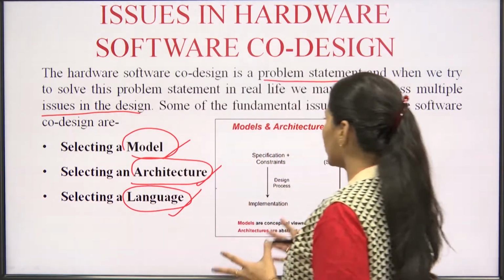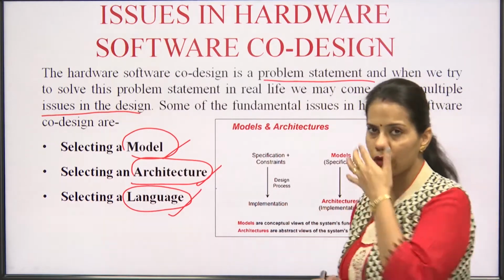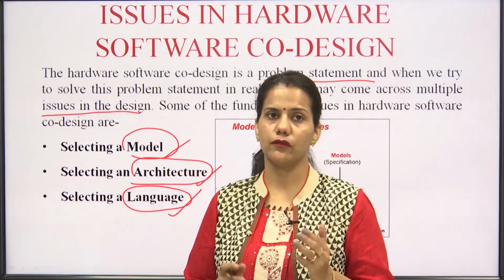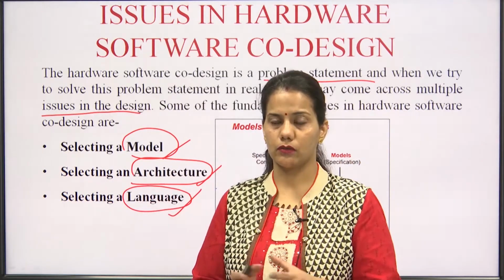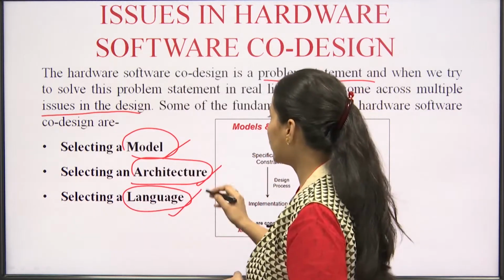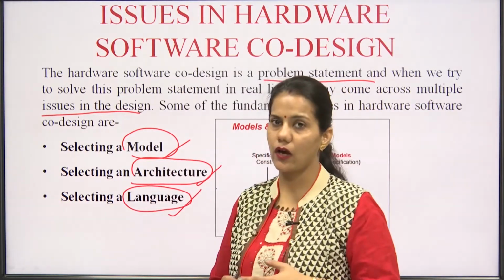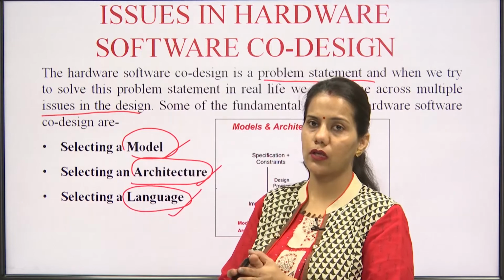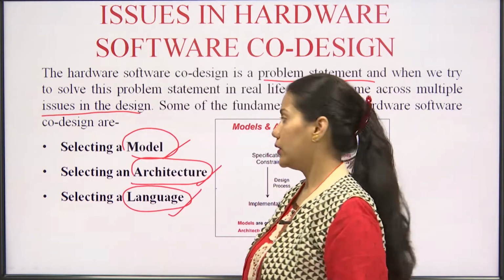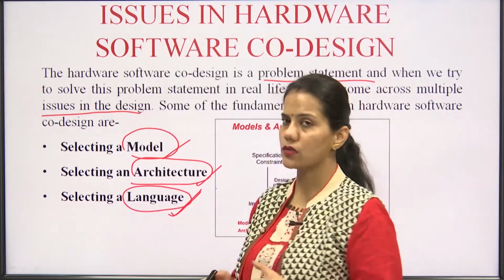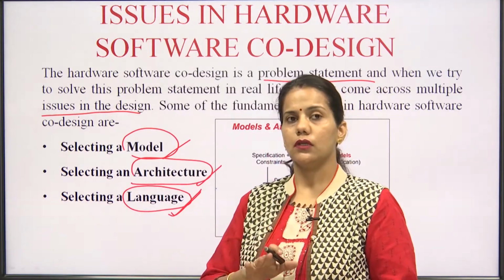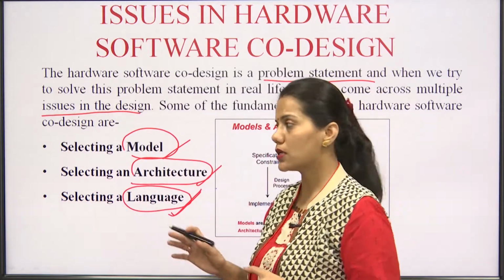When we talk about the models, that means we are following some mathematical model that will give a face to the product. We have already discussed these models. When we talk about the architecture, we have to see what type of architecture we are following for development of the product. When we talk about the language, it means the language that we are going to use in the software. So, these things are the issues.